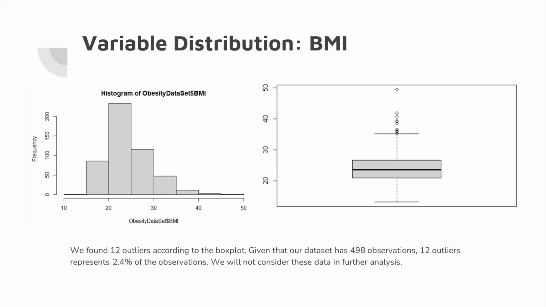We can see that the BMI has some skewness to the right, shown in the histogram, and we found 12 outliers that can be seen in the box plot on the right. Given that our dataset has 498 observations, 12 outliers represent 2.4% of the dataset. So we will not consider these data points in future analysis.